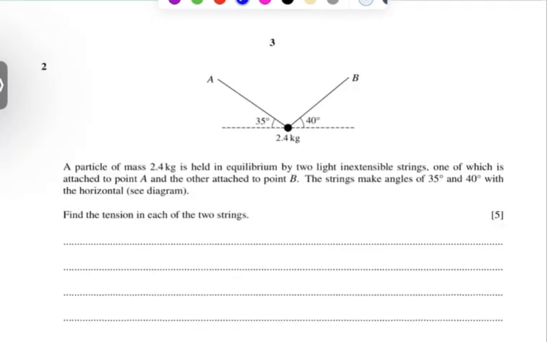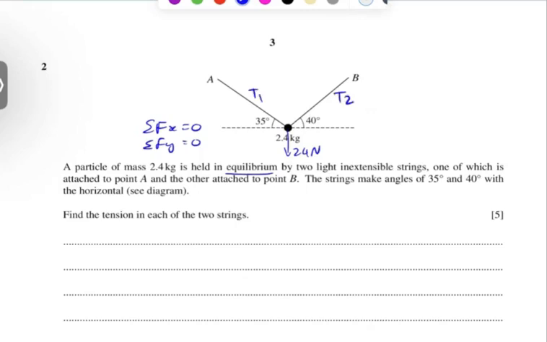A particle of mass 2.4 kgs. Okay, immediately I want to put in my mass here. It's held in equilibrium, which means the sum of my forces in each direction is 0. Held in equilibrium by two strings, one of which is attached to point A and the other to point B. The strings make an angle of 35 and 40 with the horizontal. Find the tension in each of the two strings.